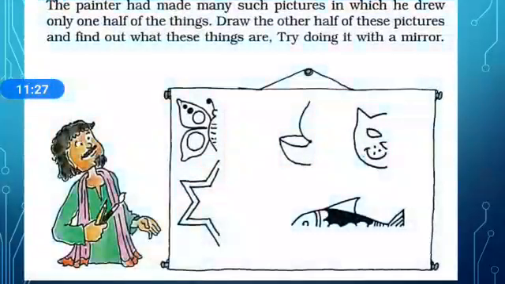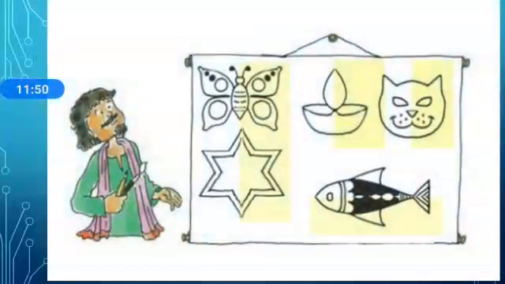Now here you can see the painter had made many such pictures in which he drew only one half of the things. So children, can you identify these things from looking at only one half? Yes, we can identify these things. So the things are a butterfly, a diya, a cat, a star, and a fish.